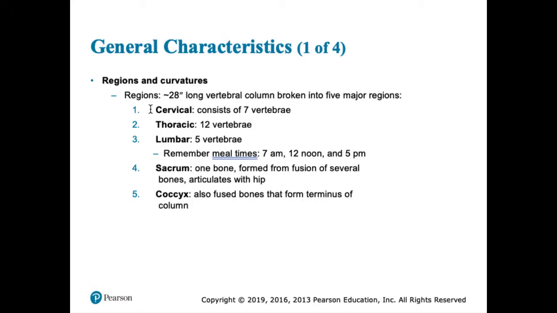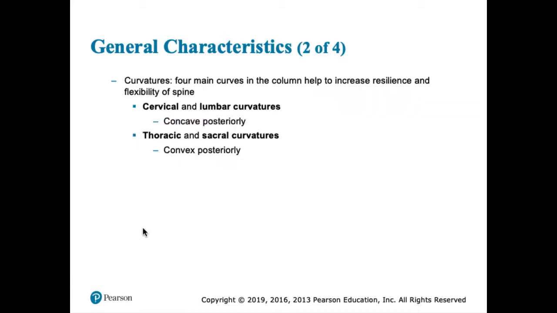This 28-inch long vertebral column is broken down into 5 sections. The cervical consists of 7 vertebrae, the thoracic 12, the lumbar 5. If you want to remember the 7, 12, and 5 in the cervical, thoracic, and lumbar, remember meal times at 7 a.m., noon, and 5 p.m. That helps you remember how many bones are located in each. Just a handy little trick there. The sacrum is one bone formed by the fusion of several bones, which articulates with the hip, and the coccyx is also fused bones that form the terminus of that column.